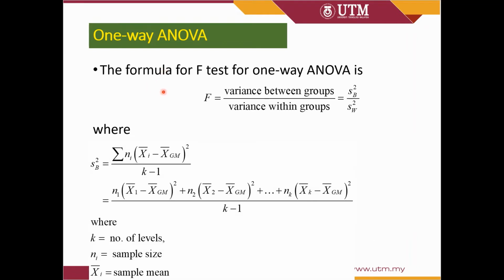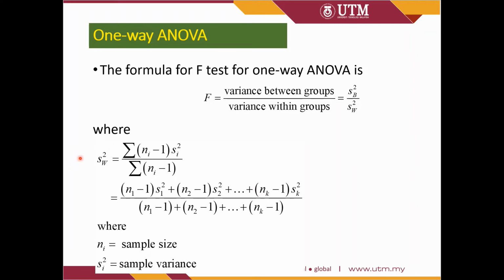This is the formula for the F-test for one-way ANOVA, which is F equals variance between groups over variance within groups. This is the formula for variance between groups: it is the summation of the sample size of each sample multiplied by the mean from each sample minus the grand mean, squared, over k minus 1, given k is the number of levels.